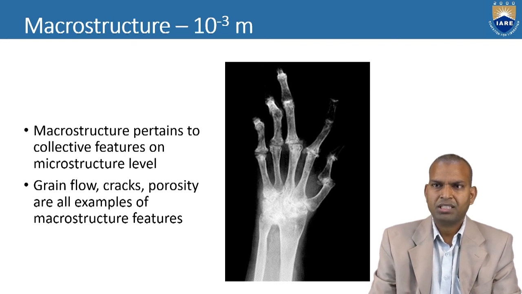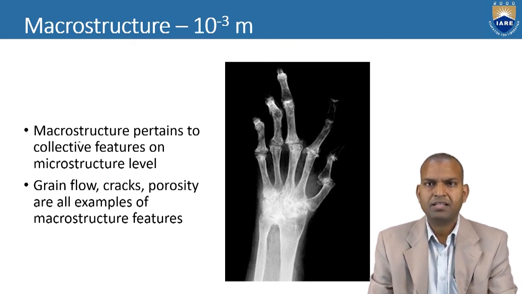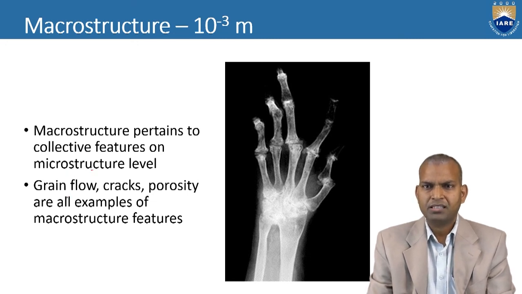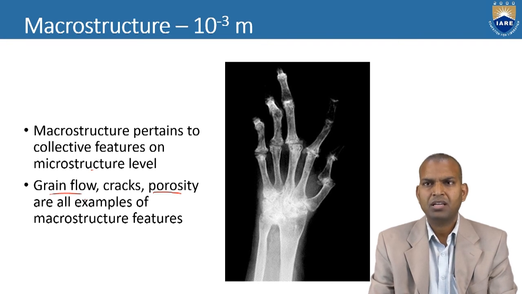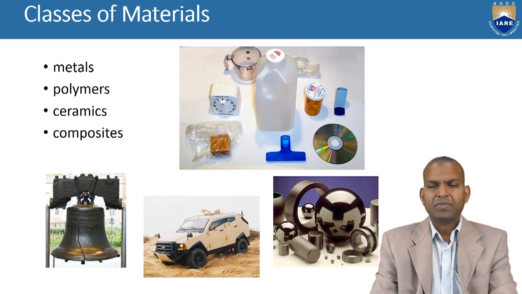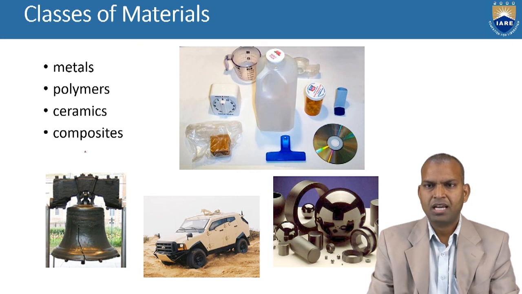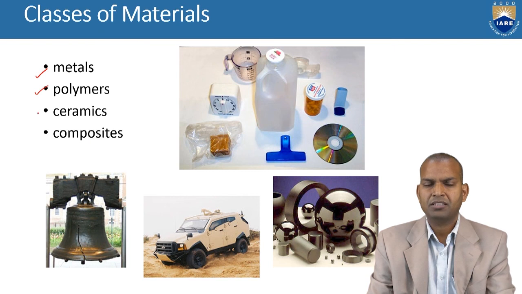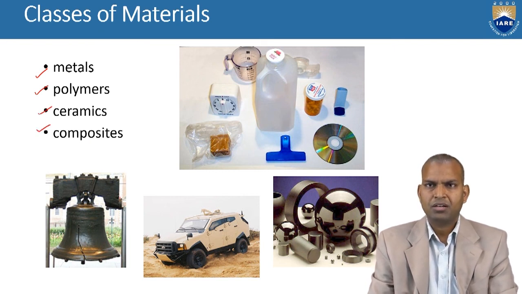Now macrostructure, there are the X-rays. Macrostructure pertains to collective features at the microstructure level. What will we study here? Cracks, grain flow, and porosity are all examples of macrostructure features. This is a macrostructure. It is greater than 10 power minus 3 meters. So these are the various classes of materials as we have discussed just now: metals, polymers, ceramics and composites. These are the various examples related to various materials.